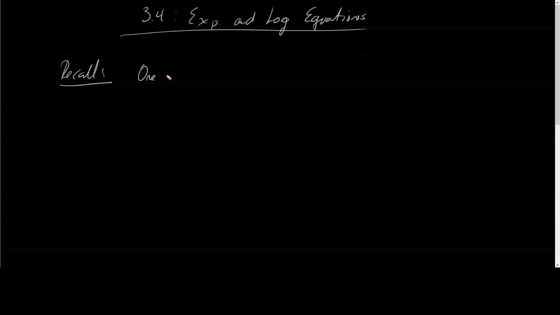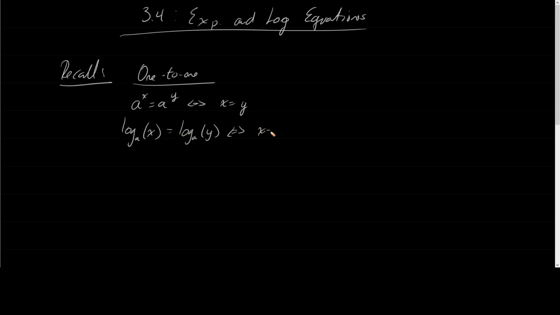Recall the one-to-one properties, which are that if I have a to the x is equal to a to the y, if and only if x is equal to y. All right, that was the first of the two one-to-one properties. The other one was that if I have log base a of x is equal to log base a of y, then this tells us also that x equals y.